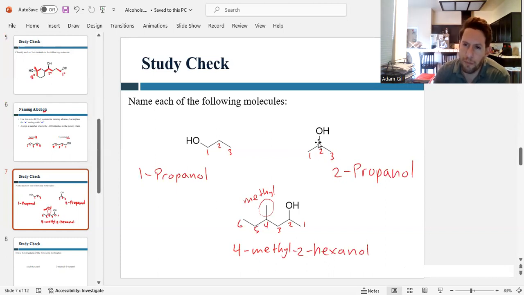So number the parent chain, name it like you would an alkane, but turn the E into an OL, and then give a number where the alcohol attaches. And if there's any other substituents, they go at the front of the molecule.